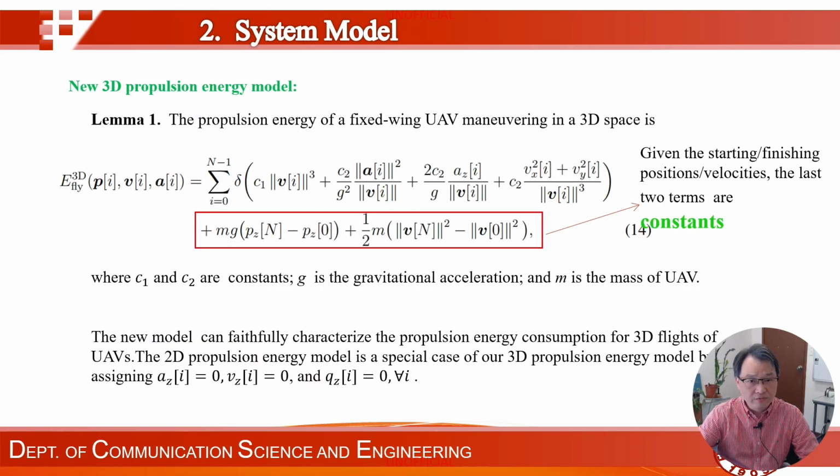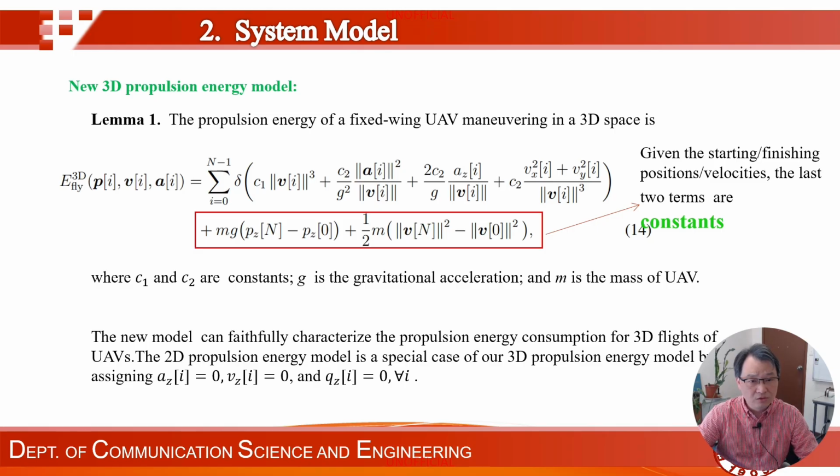One key contribution of our work is the development of a new three-dimensional propulsion energy model for fixed-wing UAVs. On this slide, Formula 1 shows the formulation of the propulsion energy when a UAV maneuvers in three-dimensional space. The total energy depends on the UAV's velocity, acceleration, and altitude at each time slot. The last two terms in this formula, highlighted in the red box, represent the difference in altitude and velocity between the start and end points. Given fixed starting and ending conditions, these terms remain constant.